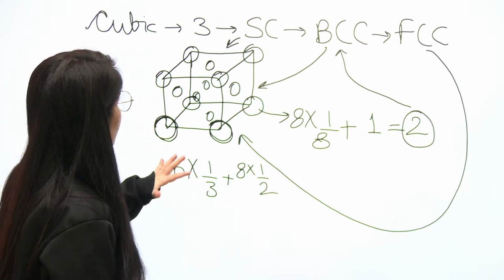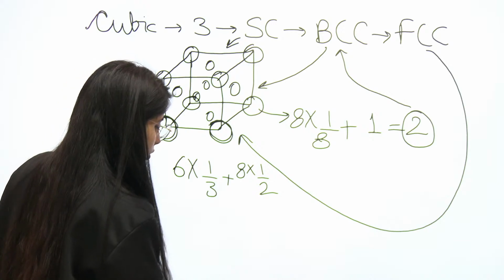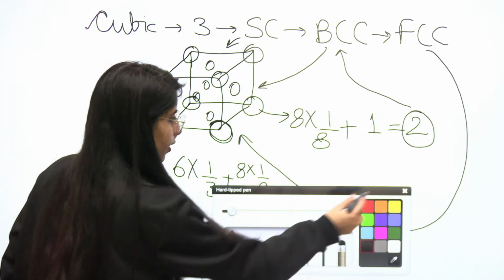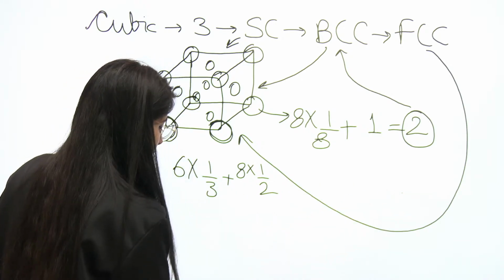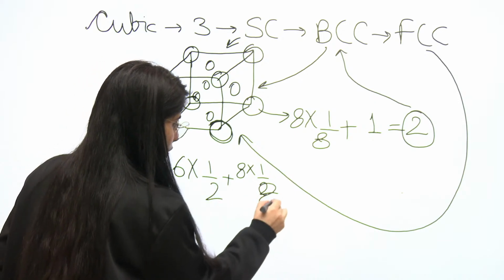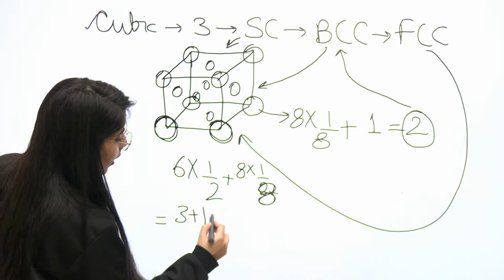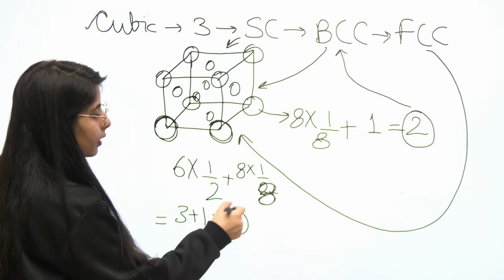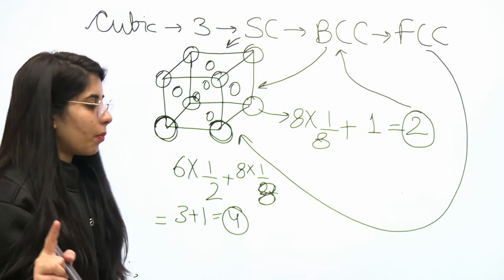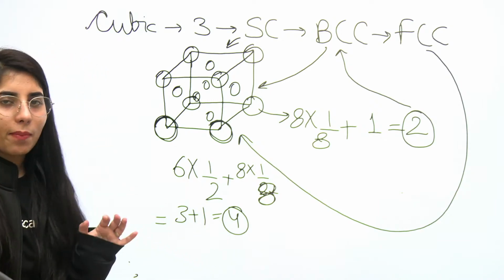Just have a look at this once again. Okay, clear? If you consider one more thing, because it has the contribution 2, half the ball is within the room and it has 1 upon 8. So now 6 from faces plus 8 into 1 upon 8, that means 4 in total. So in the FCC case, the effective number of atoms is equal to 4. That's how you are going to get it and you need to memorize it.